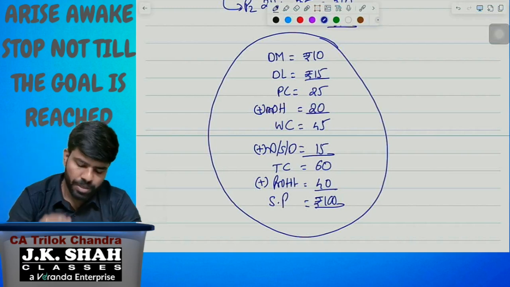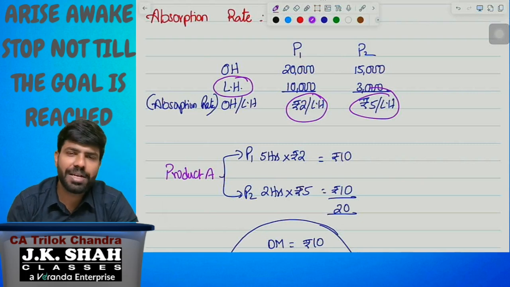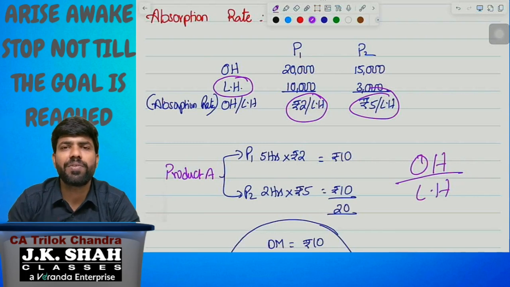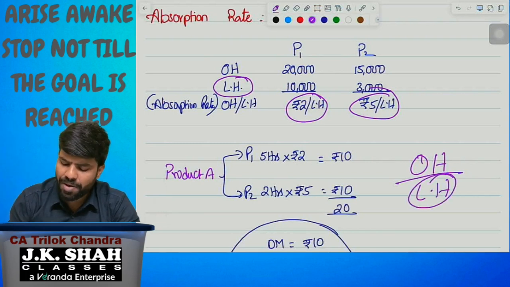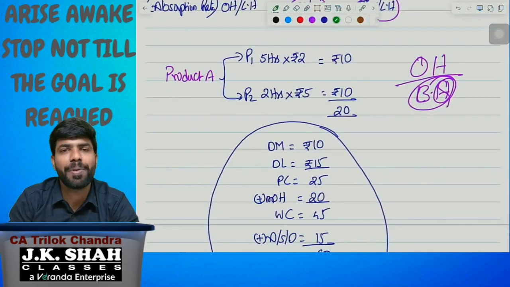Okay, now the point here is the base quantity. Here I took labor hours. What we are doing is taking overheads divided by labor hours. But please understand, according to our syllabus, in place of labor hours, generally they will call it the base quantity, that is, overheads divided by base quantity.